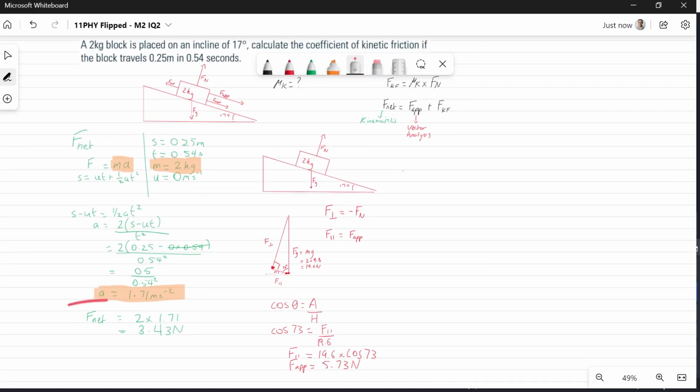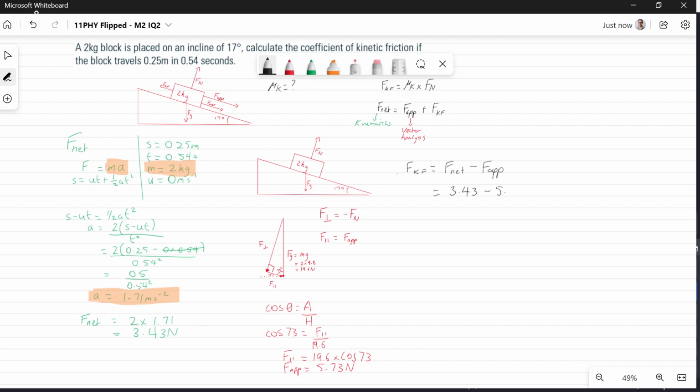So at this point, we have the net force and the applied force, which gives us all the information that we need to calculate the force of kinetic friction. If I were to rearrange that equation, kinetic friction force will be equal to the net force minus the applied force. So that will be 3.43 newtons minus 5.73, which is equal to negative 2.3 newtons. In other words, it's 2.3 newtons, but in the opposite direction to the net and applied force.